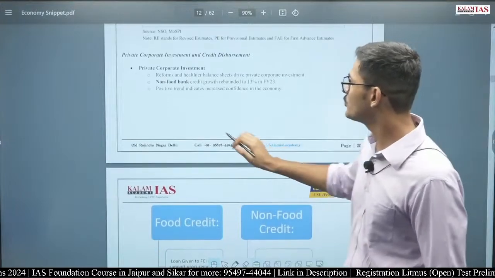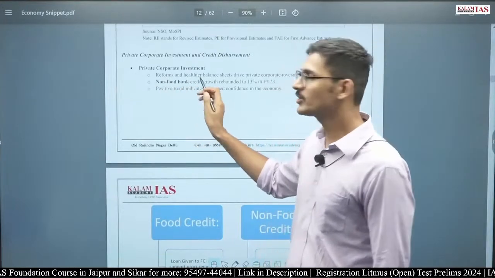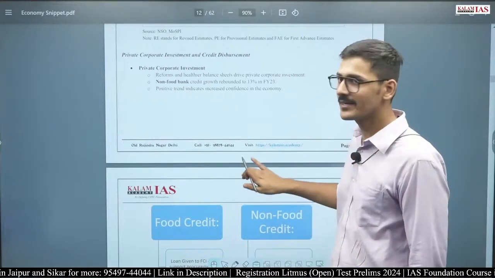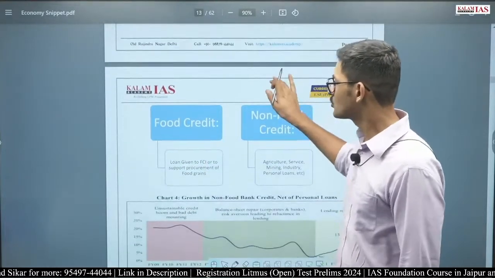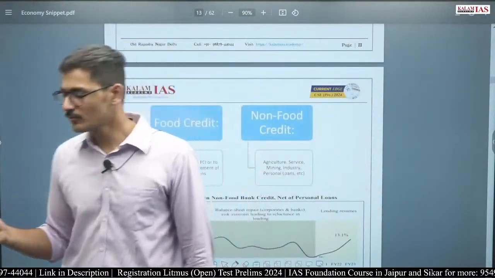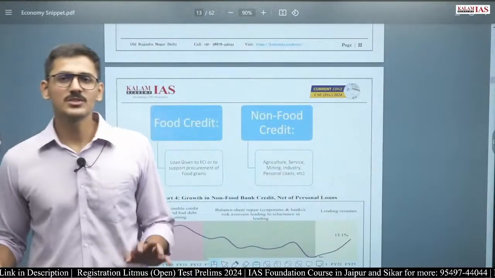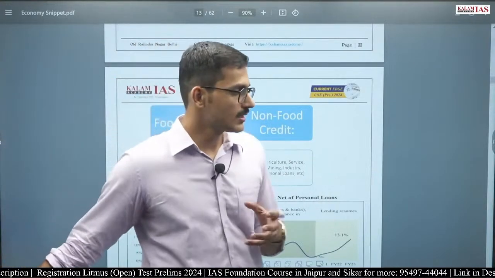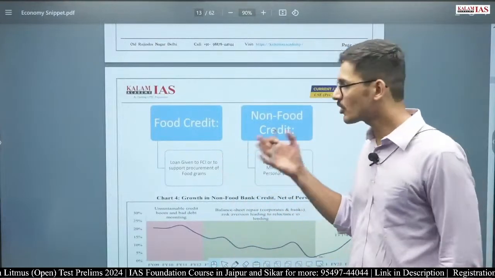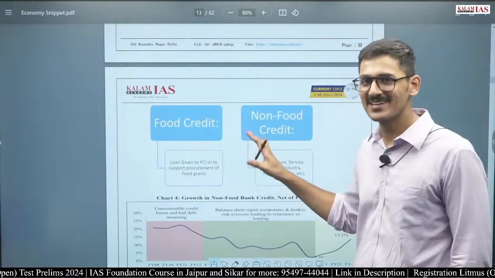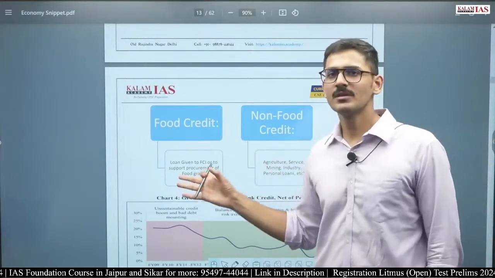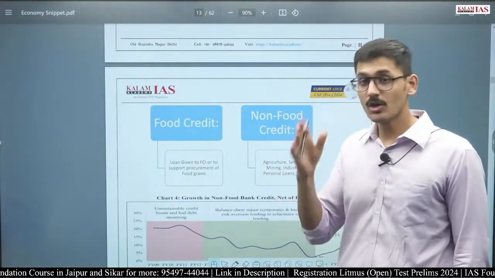Now, there is one more term used here, non-food bank credit. We talked about it on previous pages also. What is non-food credit and what is food credit? If UPSC gives this question, I'm sure 99% of aspirants are going to take the wrong answer, because nobody has ever taught this. I also came to know this term only this year. It is given in the Economic Survey, the government's document.